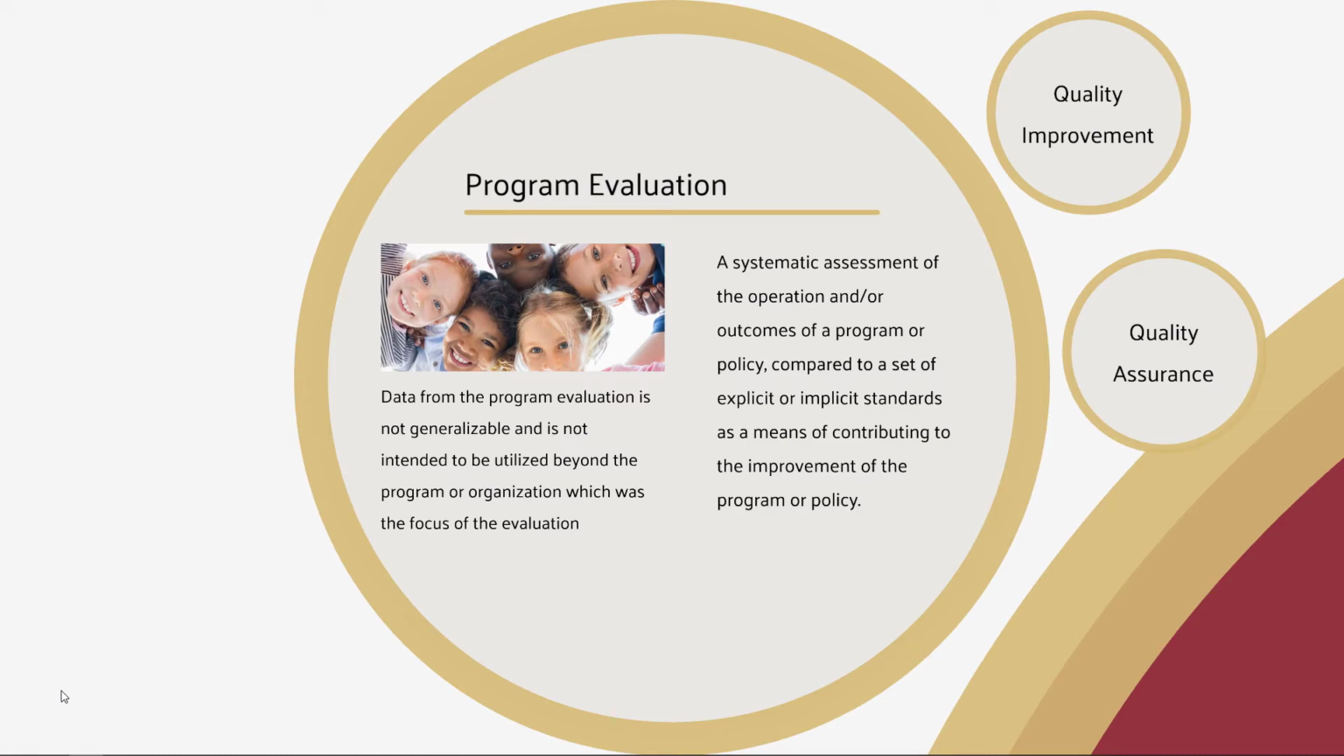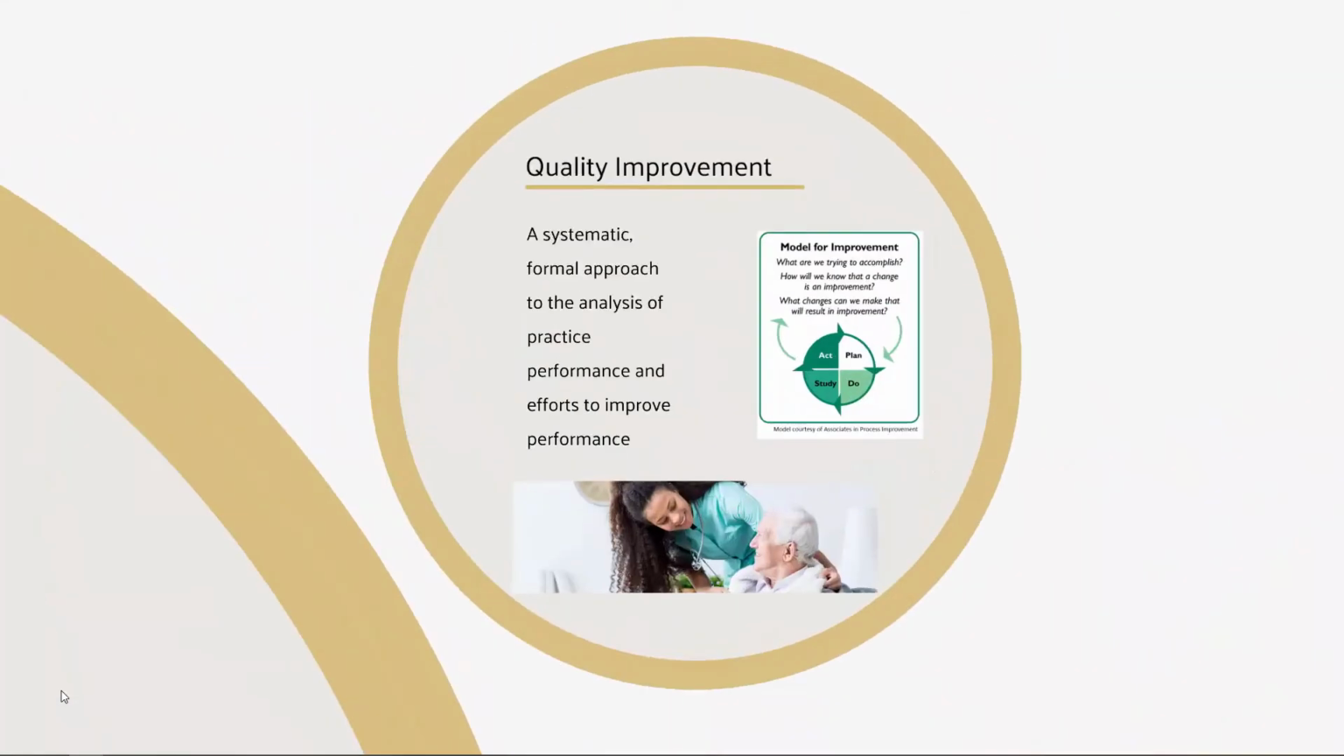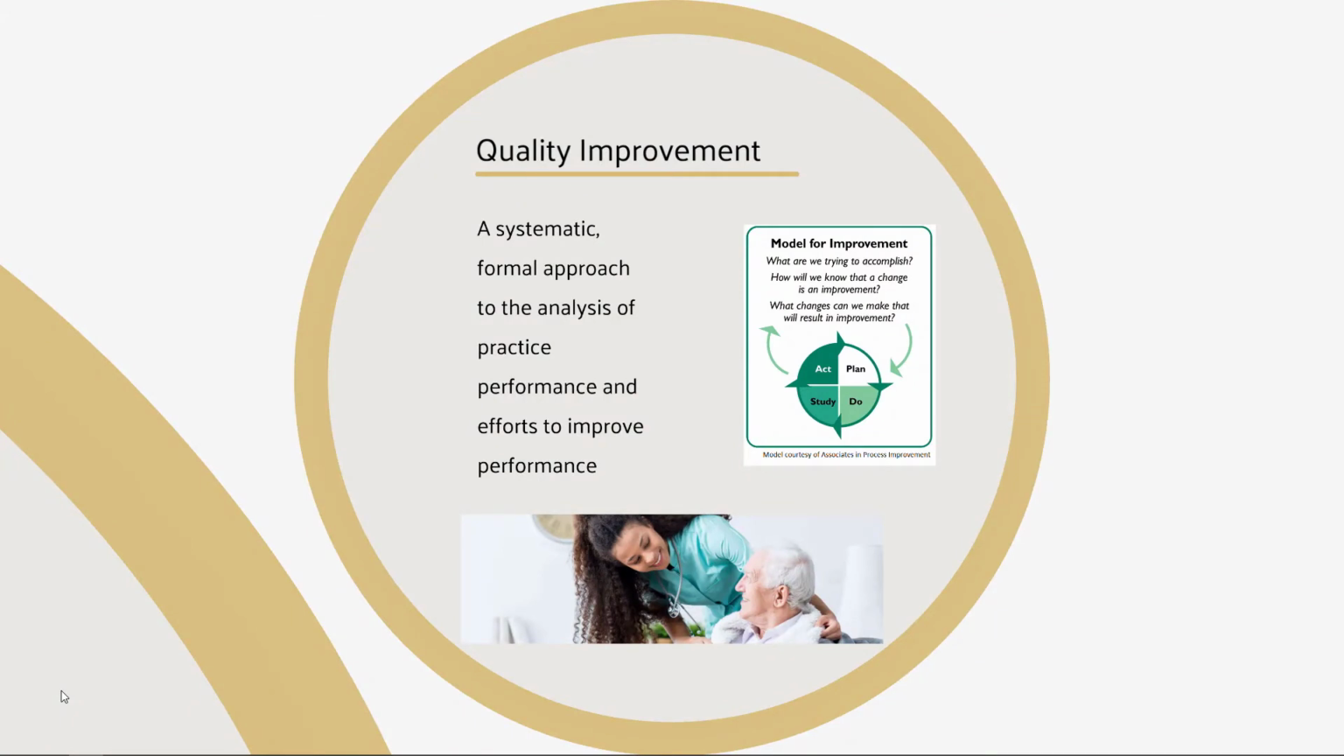Along the same lines of program evaluation, quality improvement and quality assurance projects may also be conducted. Given the similarities between these types of projects, we will examine them alongside program evaluation. Quality improvement, similar to program evaluation, is a systematic approach to the analysis of practice performance. The end goal with these types of projects is to allow the findings and data to facilitate change in order to improve the program, policy, organization, etc.